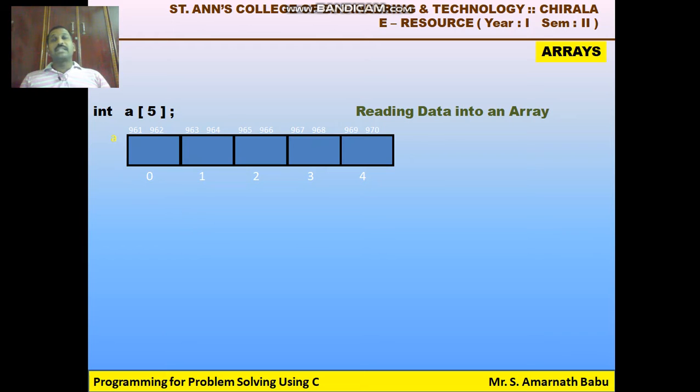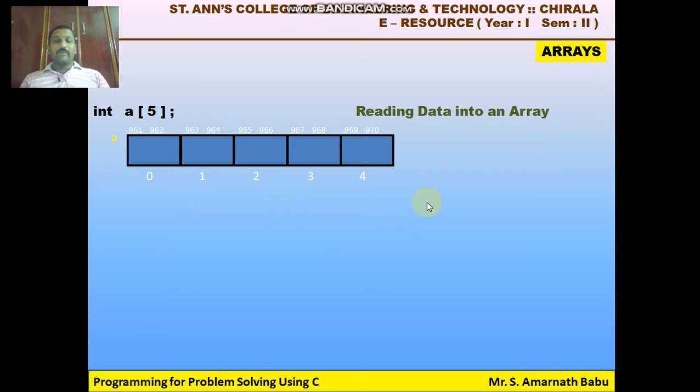But using a single scanf statement, it will not be convenient for us to read data into the entire array. So we need to read elements one after the other in sequential order. First we need to read data into the index a of 0, and similarly the next element into a of 1, next a of 2, a of 3, a of 4. In this way we'll be reading data in general.